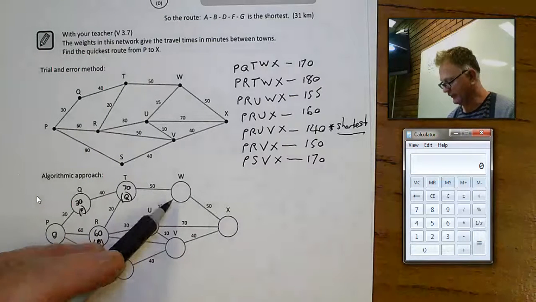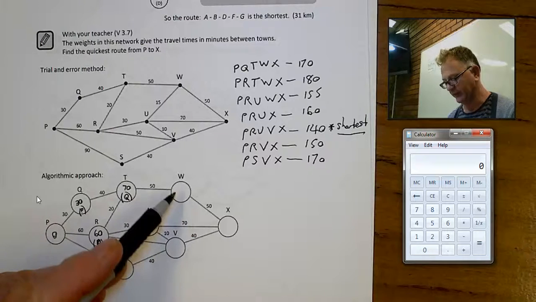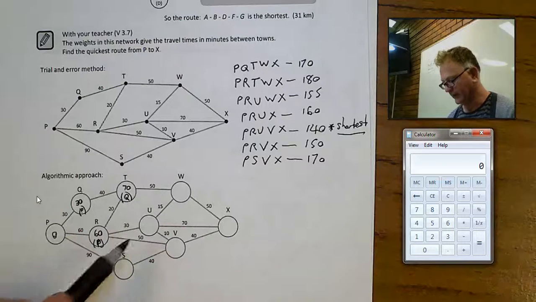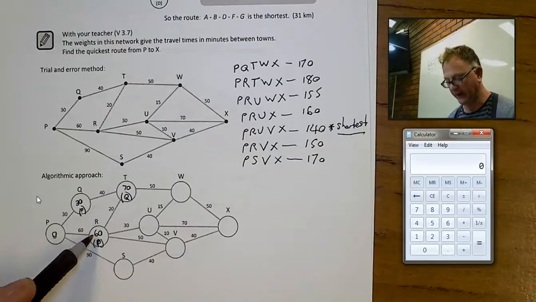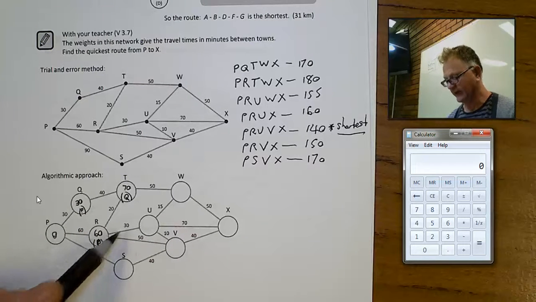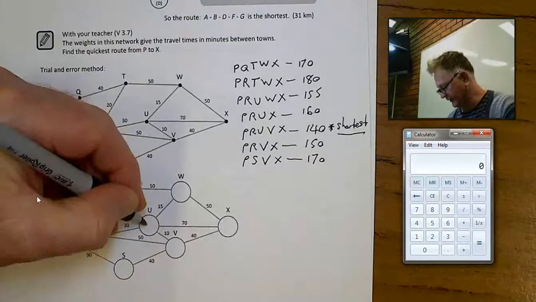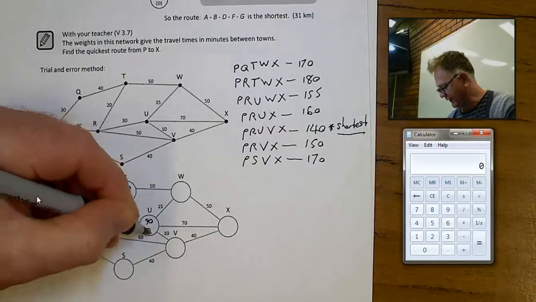Okay, I can't fill this one in. I must have all the preceding ones, so I need to know this one before I can fill this one. What's the shortest way I can get to this one? Well, I can only come from R, and it took 60 minutes to get there, plus another 30 is 90 minutes, coming from R.